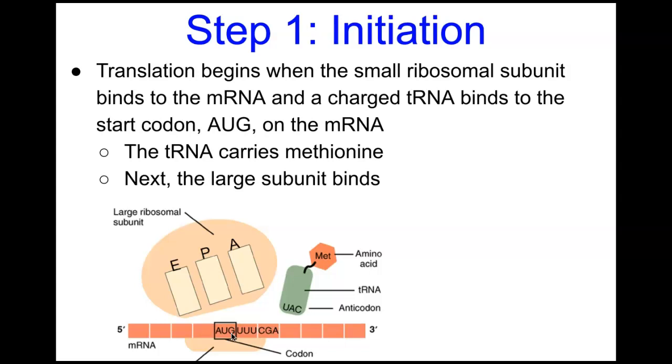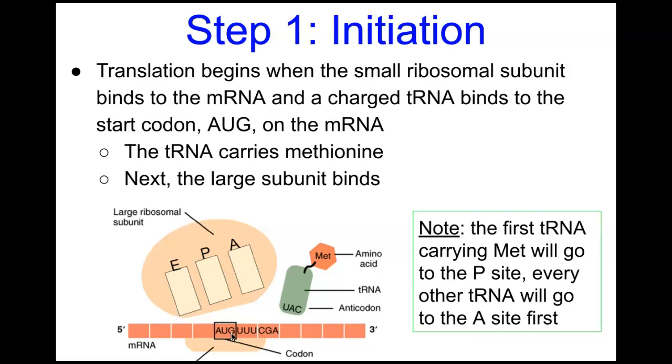Next, the large subunit binds. And when the large subunit binds, that's when we bring everything together. So the first tRNA carrying methionine will go to the P site directly. Every other tRNA that comes into play will first visit this A site here. Remember that the amino acid site is going to hold the next tRNA molecule until the one in the P site gets bumped over to the E site to be exited.